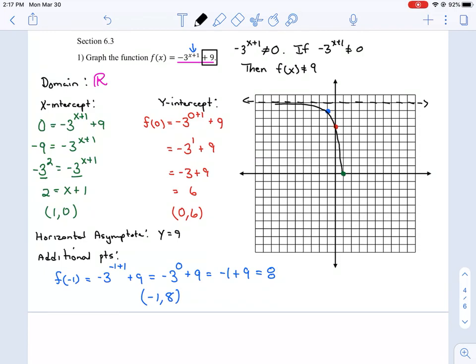Now we can sketch the function. And this is the graph of f of x.